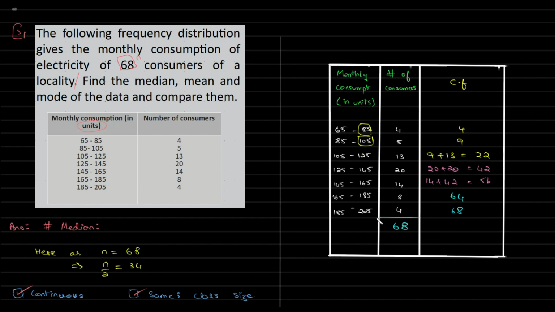So where is the 34th person? The 1st to 4th person is over here, 5th to 9th is over here, 10th to 22nd is over here, 23rd to 42nd is over here, and this is where our 34th person lies. So this is our median class.